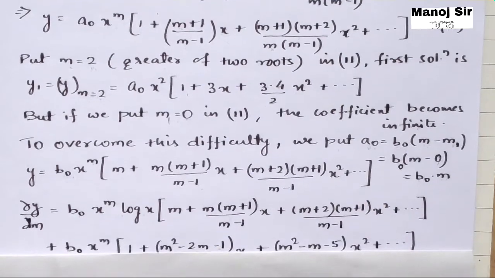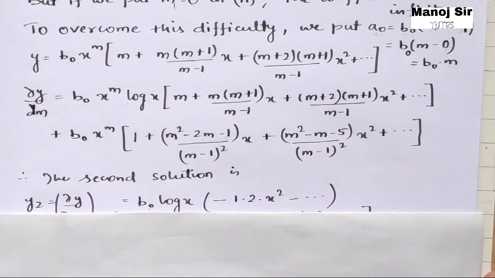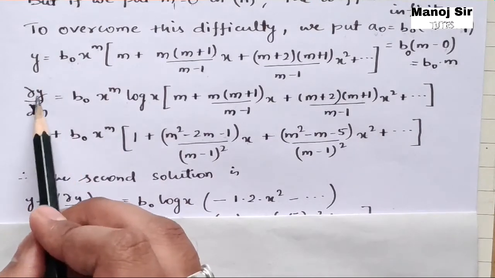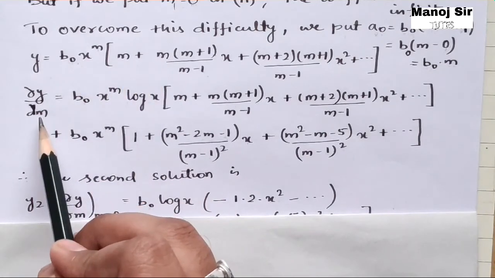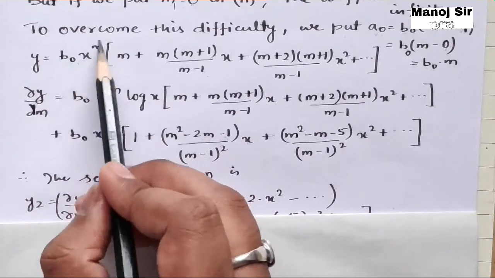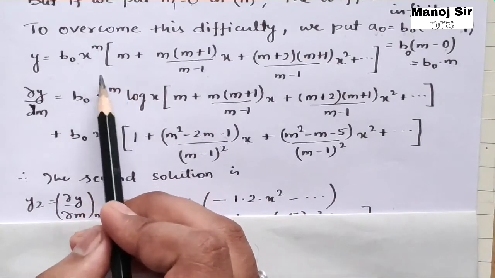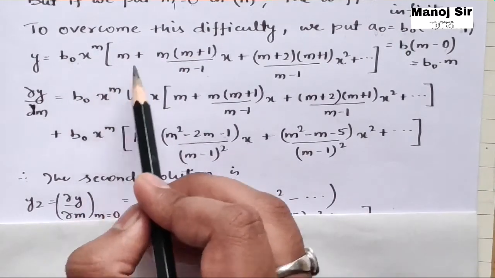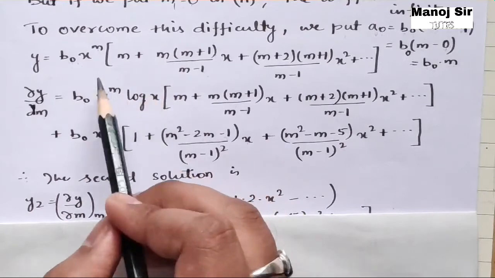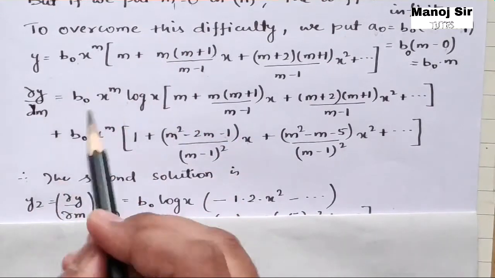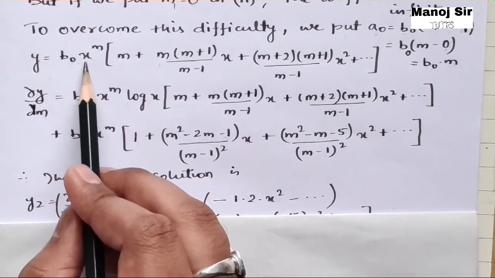Now we will partially differentiate this y with respect to m. So del y upon del m: here we have u into v form, since m is present in this function as well as here. First we differentiate this part taking the other as constant, then we differentiate the other part taking this as constant. b naught is a constant value, so let it be. If we differentiate this part taking the other as constant, we need to write b naught into the differentiation of this part.